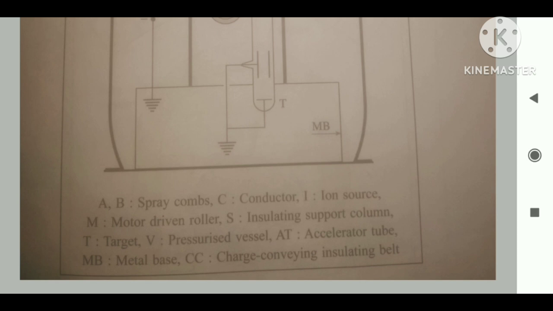A and B are the spray combs, C is the conductor, I is the ion source, M is the motor driving the roller, S is the insulating support column, T is the target, V is the pressurized vessel, the accelerator tube, MB is the metal base, CC is the charge conveying insulating belt.